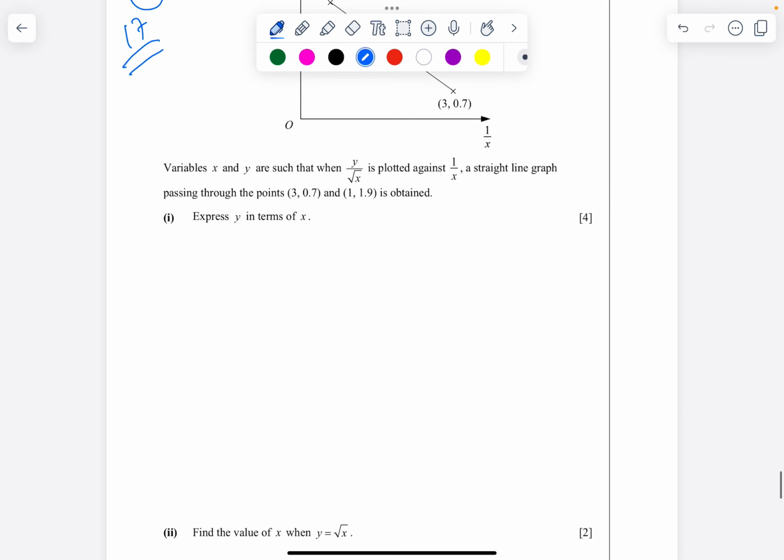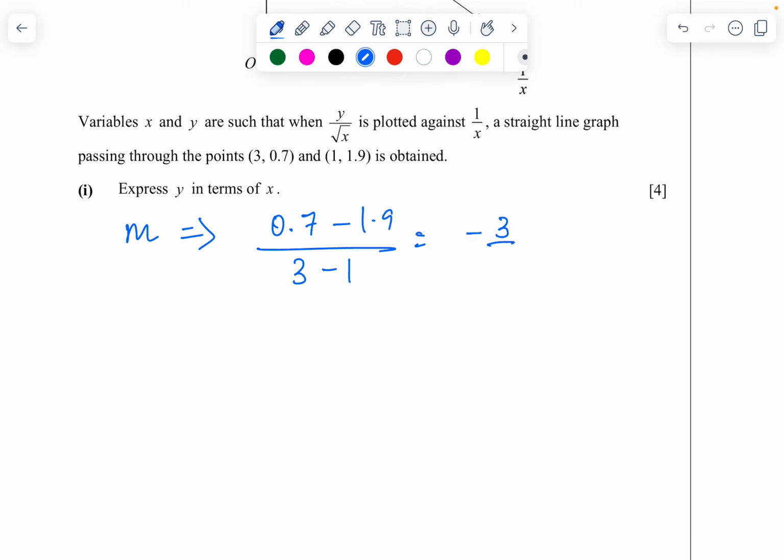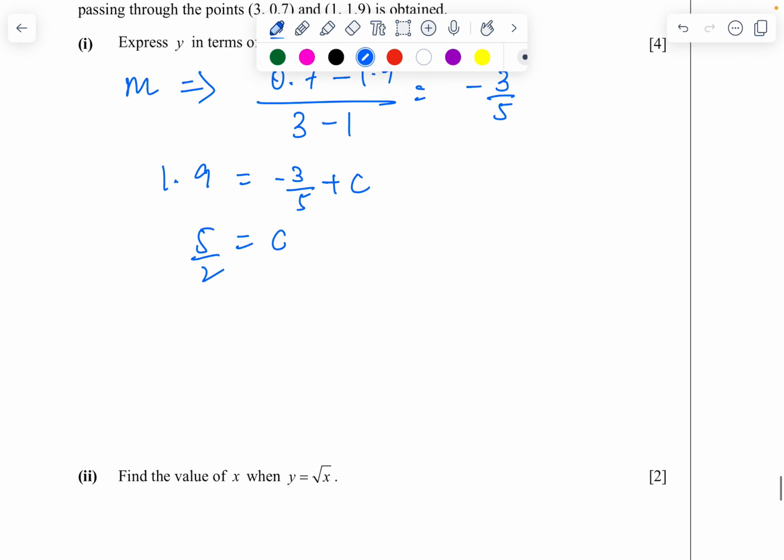Firstly, for any straight line graph, we need to find m. So m equals y2 minus y1 over x2 minus x1. This gives us negative 3 over 5. Once we get m, we will substitute one of the points into the equation and find c. So 1.9 equals negative 3 over 5 times 1, which is just negative 3 over 5, plus c. So c gives me 5 over 2. Once we get the values, we will write it as y equals mx plus c.